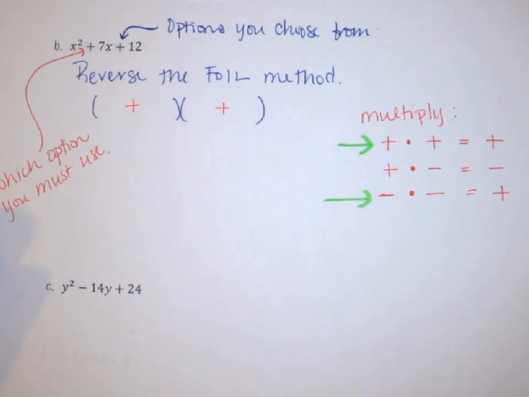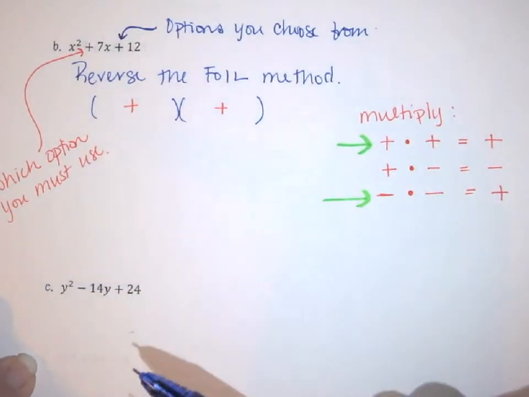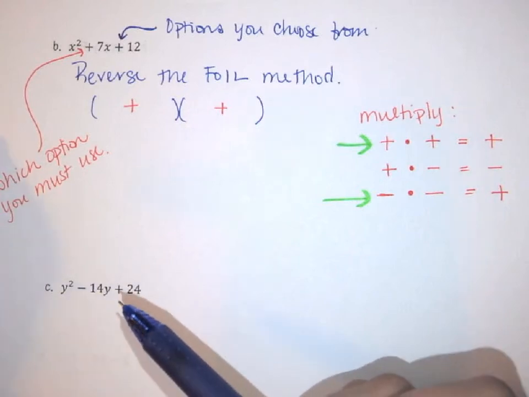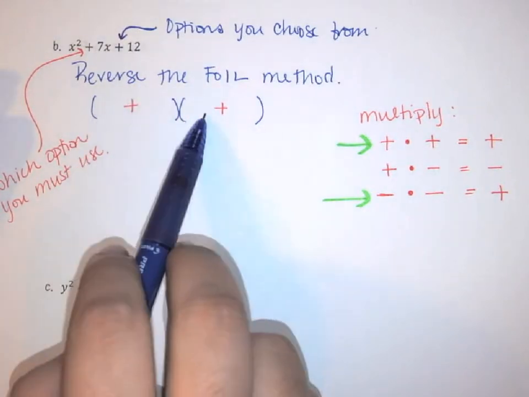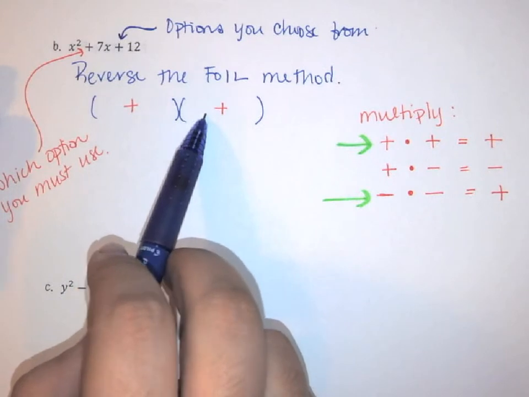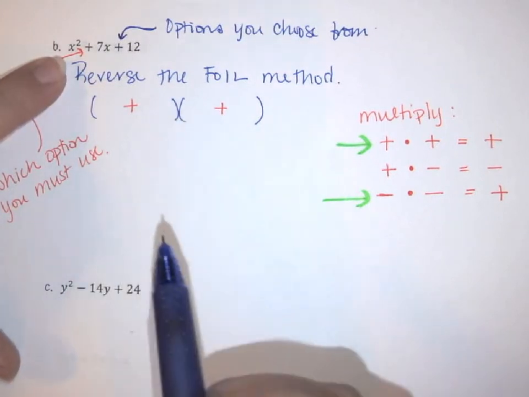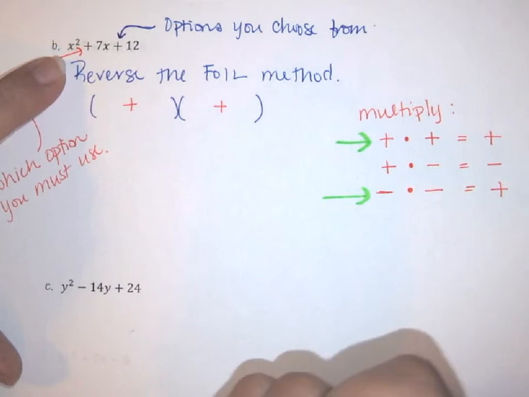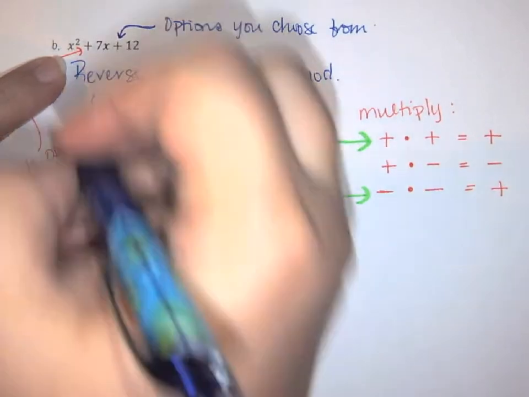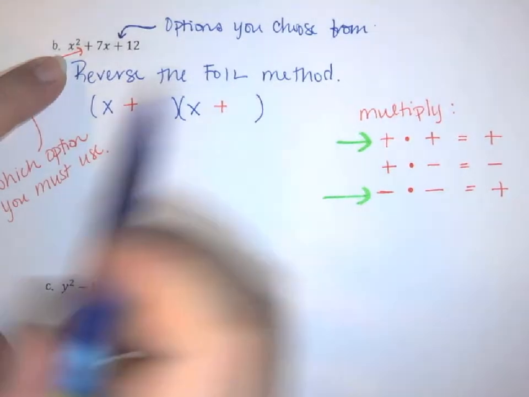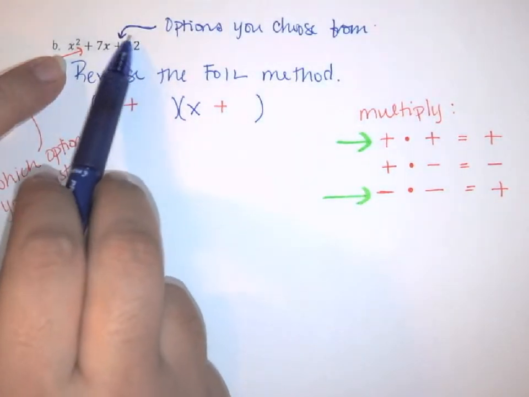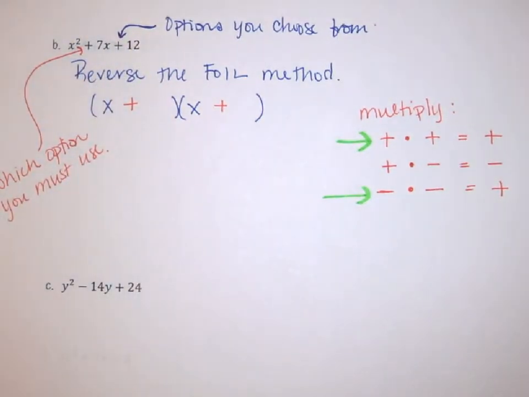Once you have figured out what your signs have to be, you then have to remember FOIL said my first terms were going to be the squared terms. So I have x squared, so I have to break it. What times what gives me x squared? Well, that's x and x. And then I have to look at my factors of 12 that give me 7.